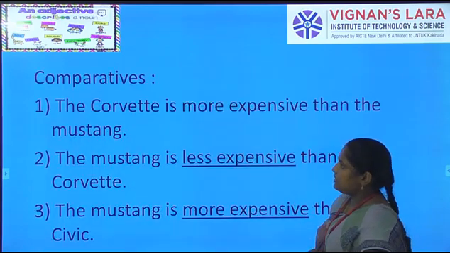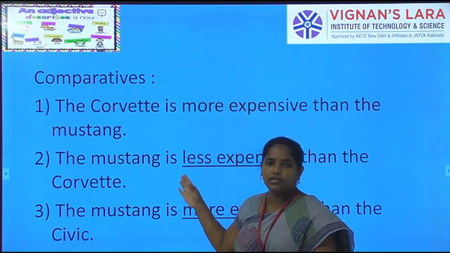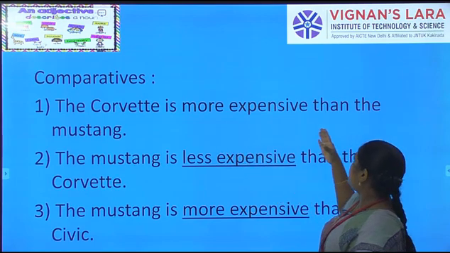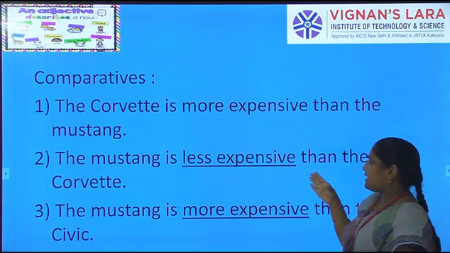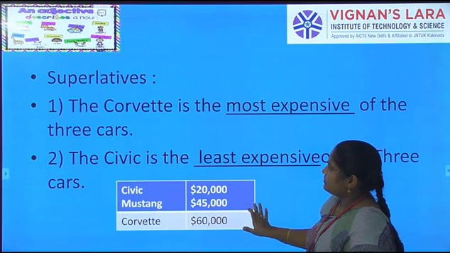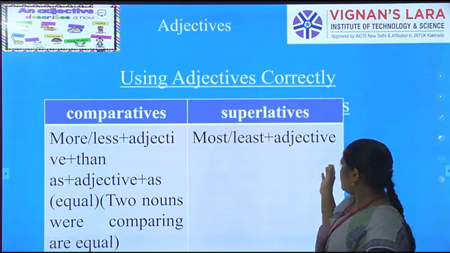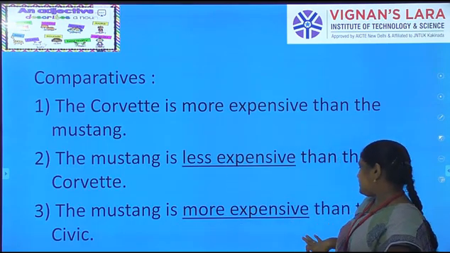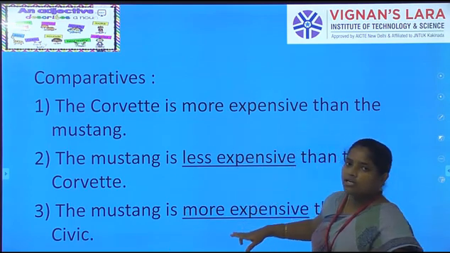Okay, we will see comparatives. Here, three different car companies are there. The Corvette is more expensive than the Mustang. The Mustang is less expensive than the Corvette. The Mustang is more expensive than the Honda Civic. These are all comparatives.